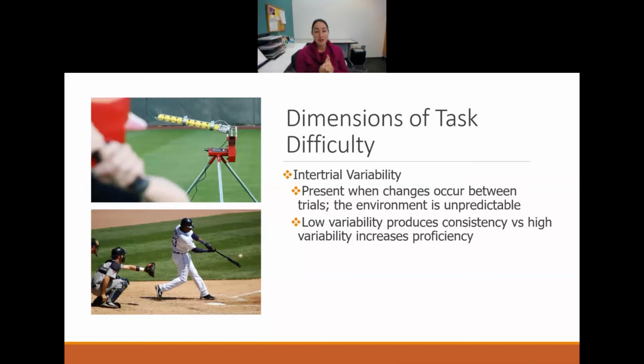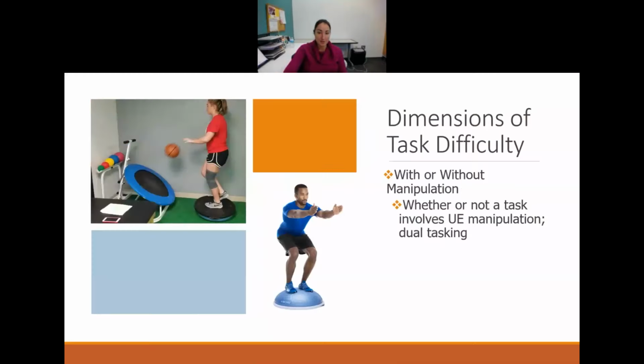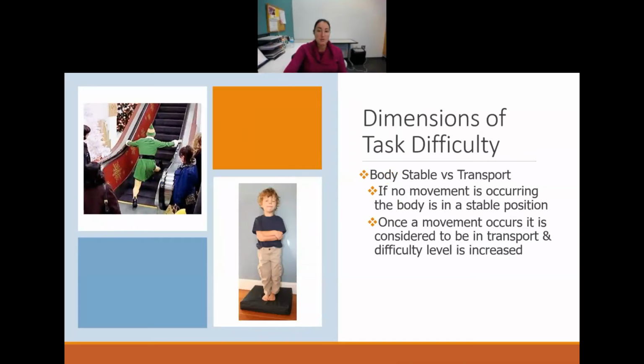Intertrial variability. So let me go back to the thing. Let me see. Body stable versus body transport. I think I have, yes, on this one. I'll go ahead and cover this slide and then I'll go back. Body stable versus body transport. So body stable, no movement. Body transport, anytime a movement occurs, it's body transport. So my example, static balance, just standing still with eyes closed, is body stable. In order to make that task more difficult, you could have them on a moving surface like an escalator, or you could have them move their body, like rotate or move their head or reach for an object.